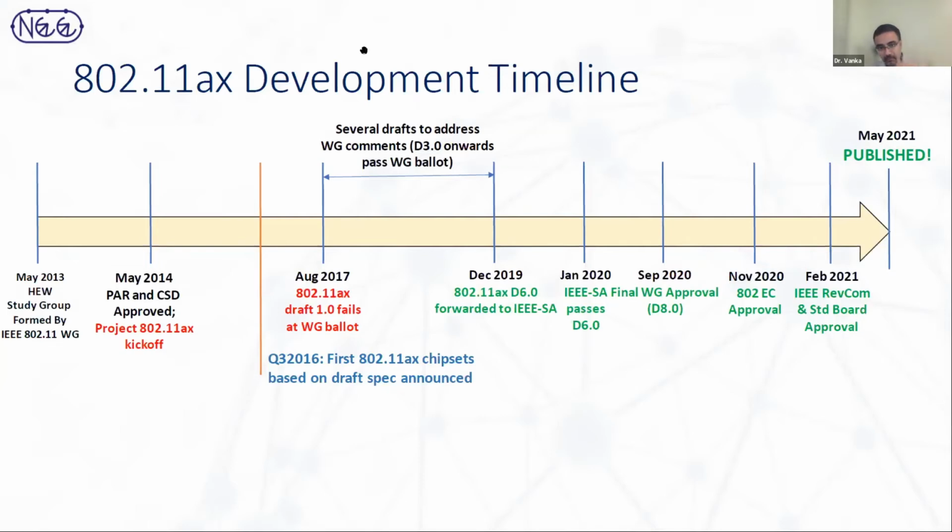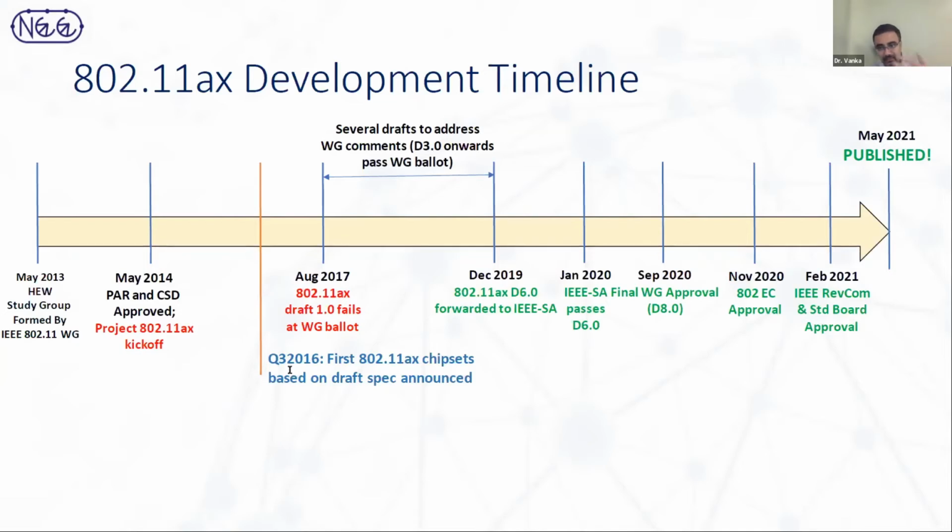So then it was put to ballot. In fact, it failed the first ballot. Several iterations later, it passed. And eventually, you will see that by May 2021, it was published. But if you look way before that, sometime in Q3 of 2016, the first chipsets were actually produced, because many companies felt that it was close enough to the final product that they were comfortable putting money into making silicon.